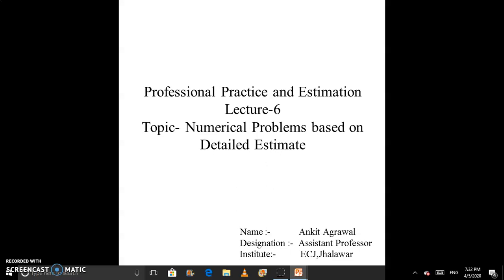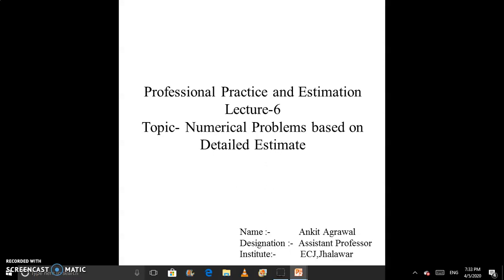Now in today's lecture we consider the detailed estimate, and we know that a detailed estimate is done in two stages. First is measurement and calculation of quantities, and second is abstract of estimation of cost. There are three methods which we use for finding the detailed estimate. The names are long wall short wall method, center line method, and partly center line and partly cross wall method. With the help of these methods we find the detailed estimate.